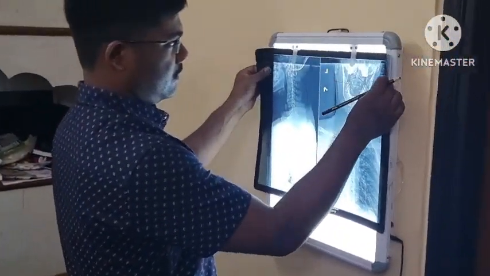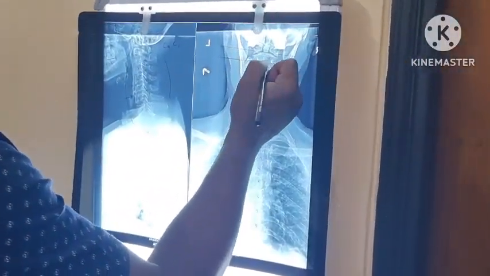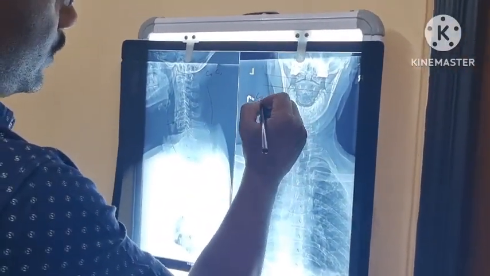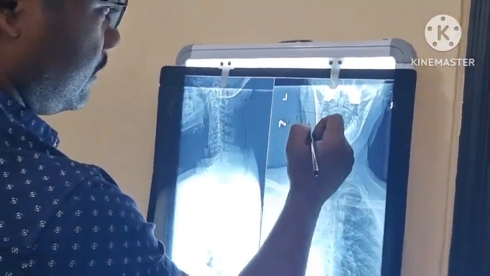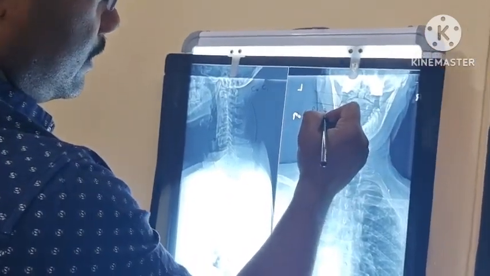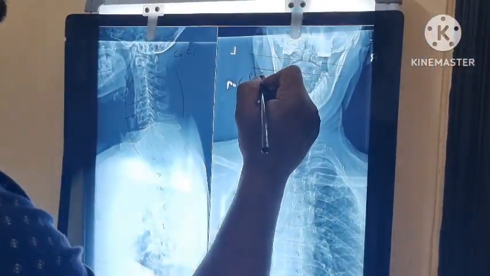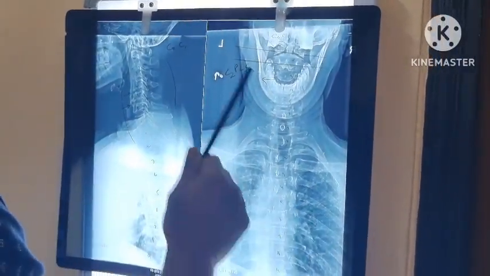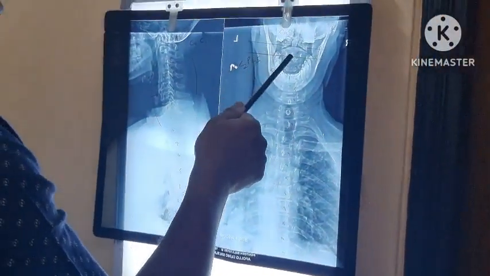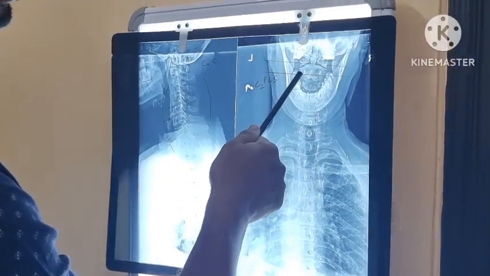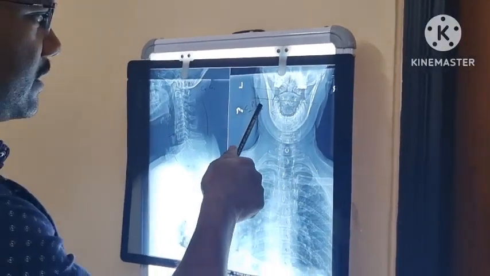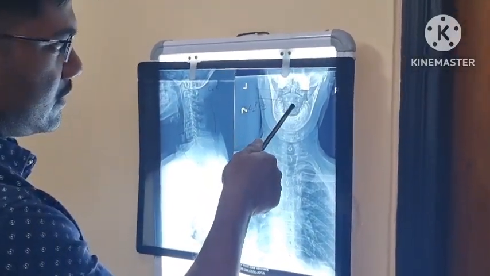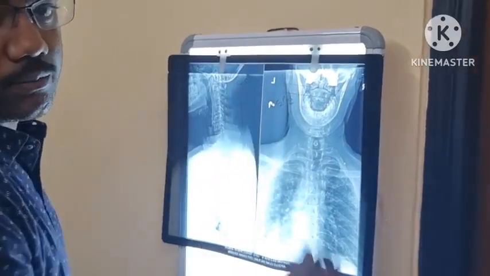So what would be the Gonstead listing for this? We'll say C2 is posteriorly subluxated, it's left rotated, and the open wedge is on the left side. So PLS, posterior, left, superior. Left spinous process. The spinous process is towards the left and it's on the superior side of the open wedge. So we'll do an adjustment for this to make sure this C2 vertebra comes back to its right position.